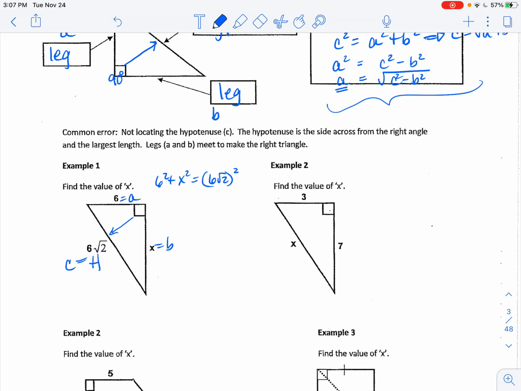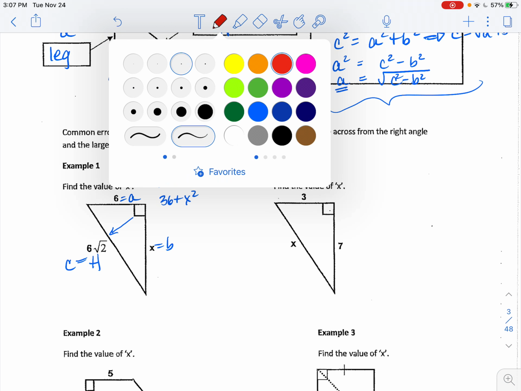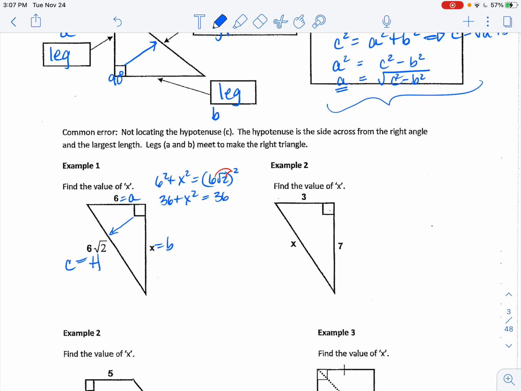And I'm squaring the square root. All right, so let's see. I want to go ahead and clean this up a little bit. When you're squaring a square root, you're squaring both of those factors. And so this equals 36 times 2, because 6 squared is 36, and the square root of 2 squared is just 2. So that's what it would look like. Okay, so x squared is equal to 72 if I multiplied it.